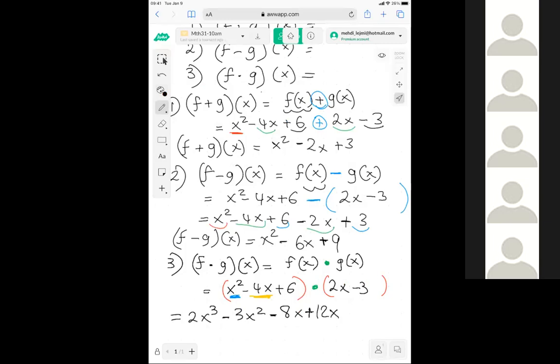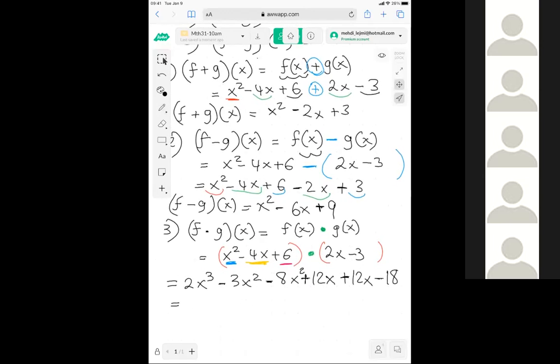And then finally we have the plus 6. Plus 6 times 2x will be plus 12x, so here's another plus 12x. Yes, minus 8x squared. Absolutely, sorry, I again forgot the x squared. You're absolutely right, there's an x squared here. Thank you. And then the last one here is 6 times minus 3, that's minus 18. So here's my minus 18, right?